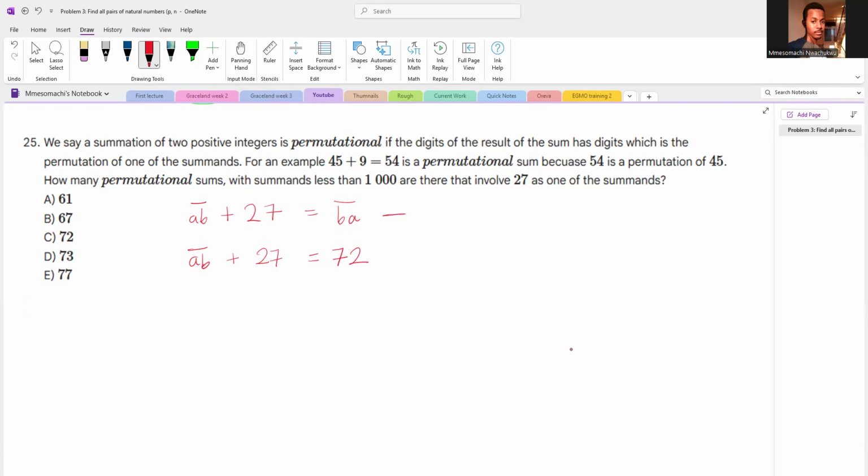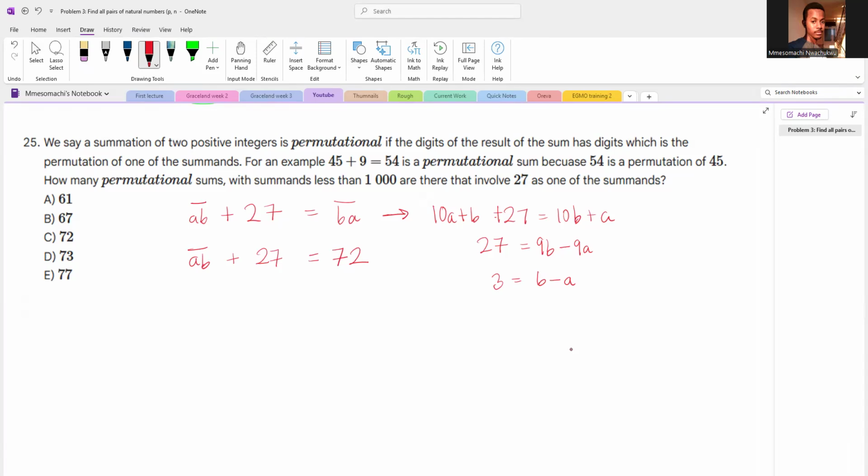So for this first case, what do we have? AB plus 27 equals BA. We can expand this out: 10A plus B plus 27 equals 10B plus A. And we have 27 equals 10B minus B, that's 9B, and A minus 10A, minus 9A. So we have 3 equals B minus A, dividing through by 9.